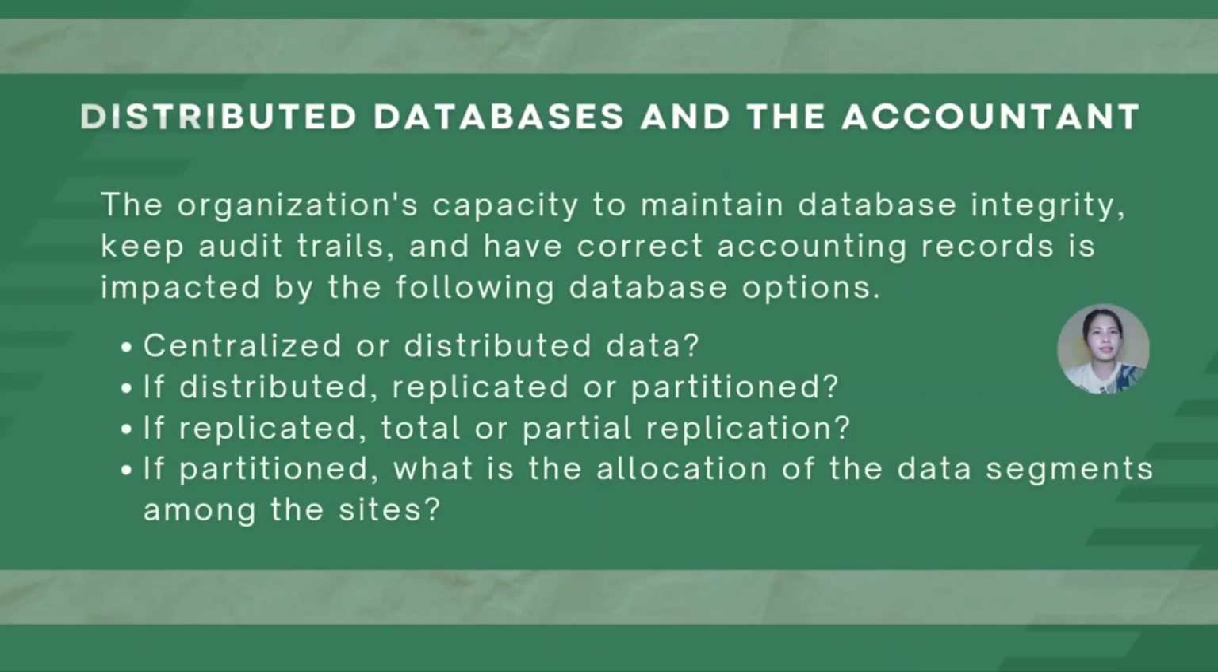Lastly, distributed databases and the accountant. The organization's capacity to maintain database integrity, keep audit trails, and have correct accounting records is impacted by the following database options. First, centralized or distributed data. If distributed data, replicated or partitioned. If replicated, total or partial replication. If partitioned, what is the allocation of the data segments among sites? So those are the questions that we need to consider because they will affect our audit trails.